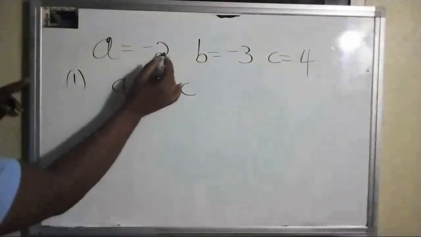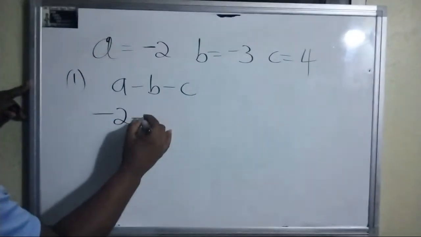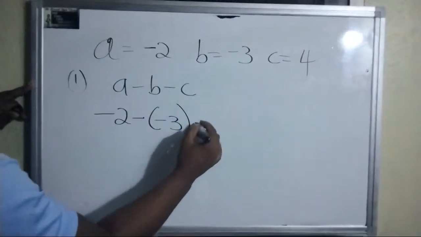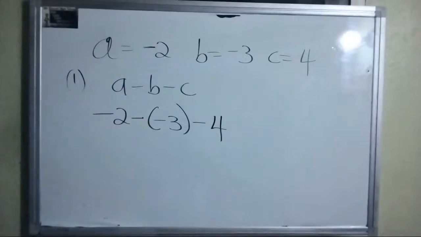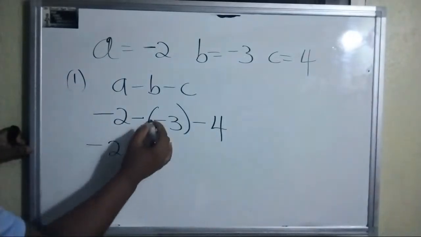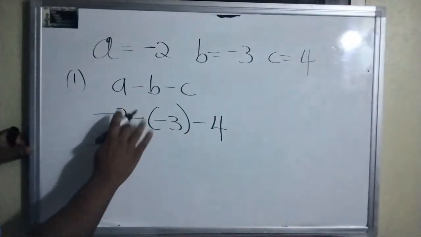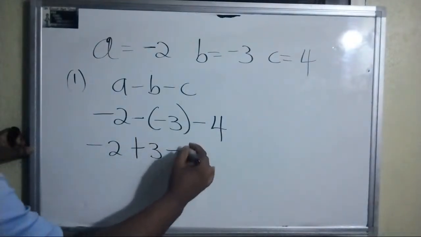So A is negative 2, right? So we put negative 2 minus B, which is negative 3, in a bracket, minus C, which is 4, right? Now, this is the same thing as minus times minus, right? That's a positive. Once two negatives meet like this, it's a positive. So you have positive 3 minus 4.